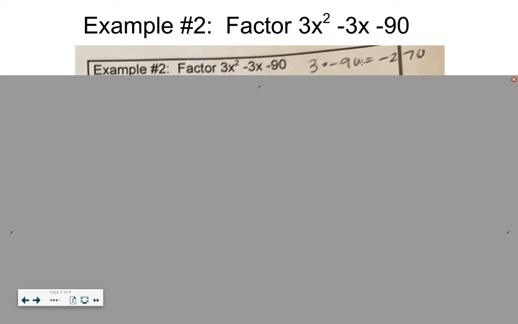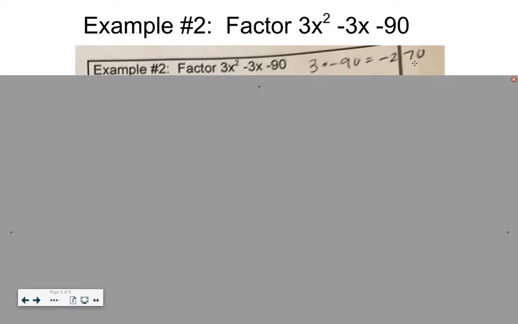Now I know that we probably don't know factor pairs of negative 270 off the top of our head, but you can always use a calculator and divide 270 by numbers until you find matches. When you divide 270 by a number, you're looking for when you can divide and get a whole number. Those are going to be your factor pairs.